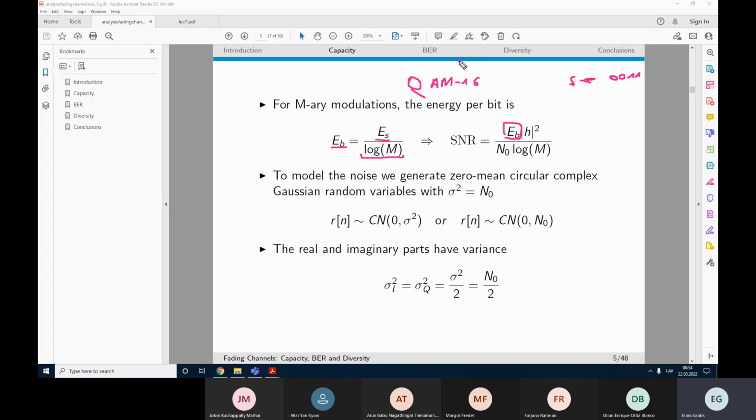So for QAM16, M is equal to 16, and the binary logarithm, log 2 of 16, accordingly is 4. So we divide the energy of the symbol by 4 and calculate this bit energy.